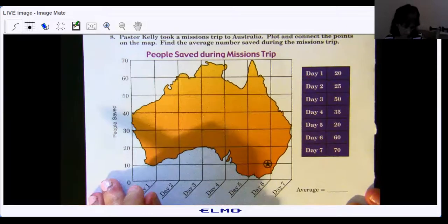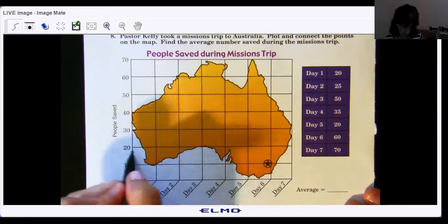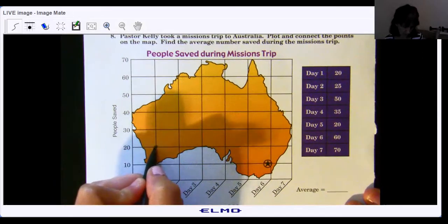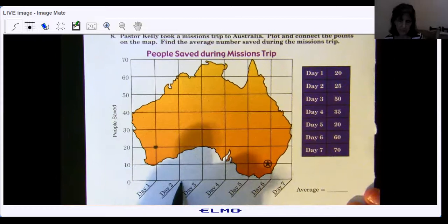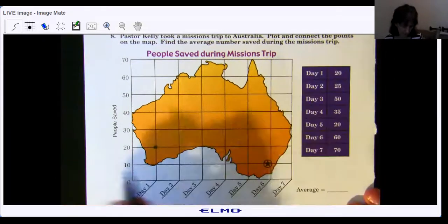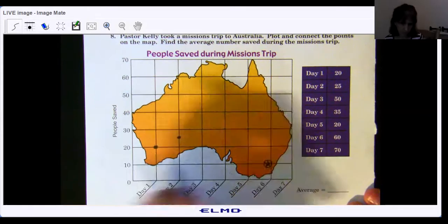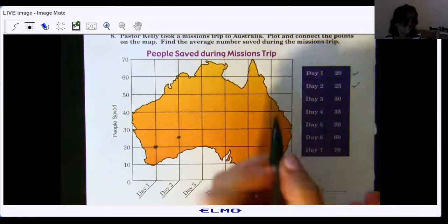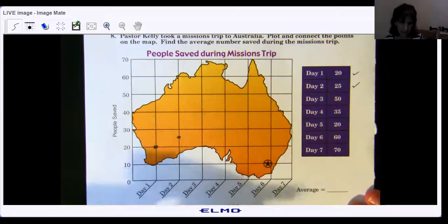All right, day 1. Day 1 is 20. So go to day 1 on the bottom and go up to 20 and put a point. All right, let's go over to the right-hand side. Day 2 is 25. So go to the bottom, then go up. 25 would be in between, right in the middle of 30 and 20 is 25. All right, and you have another point. So connect your 2 points. We're making a line graph.